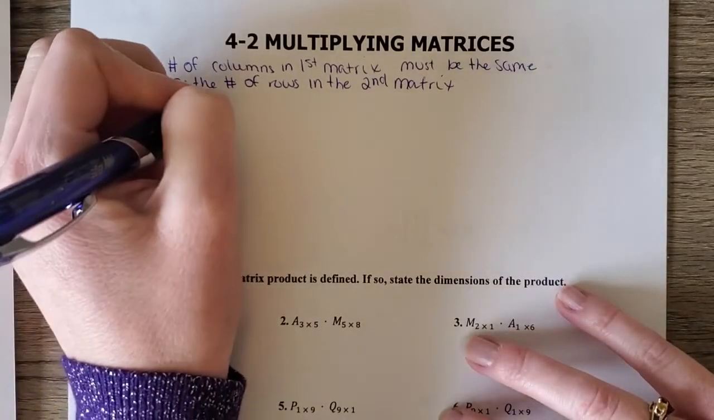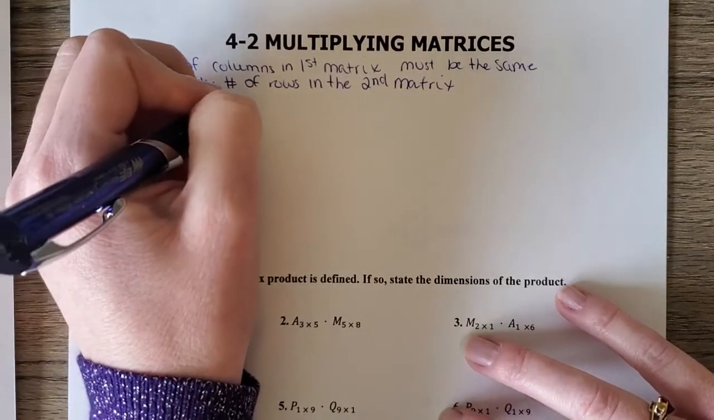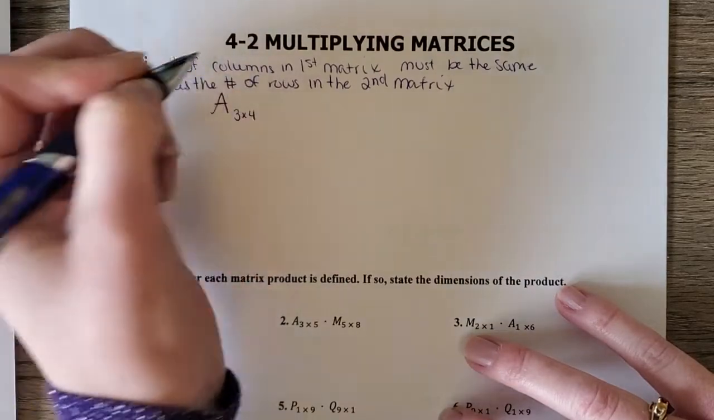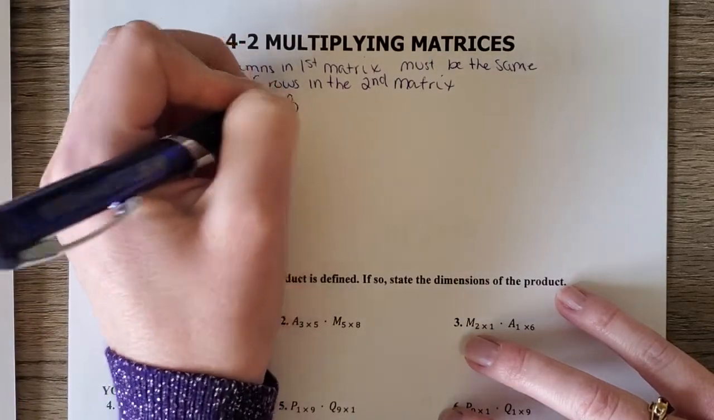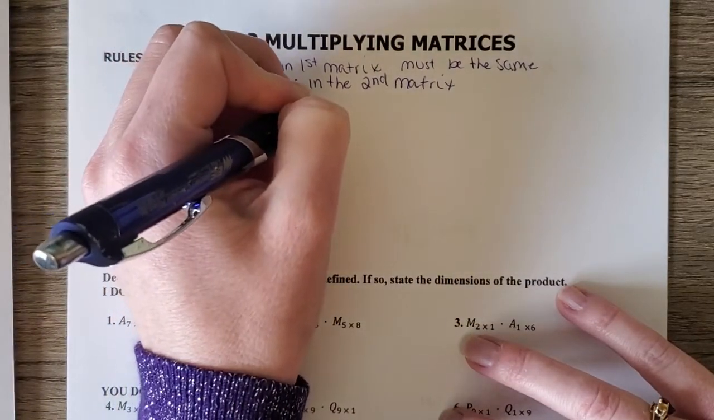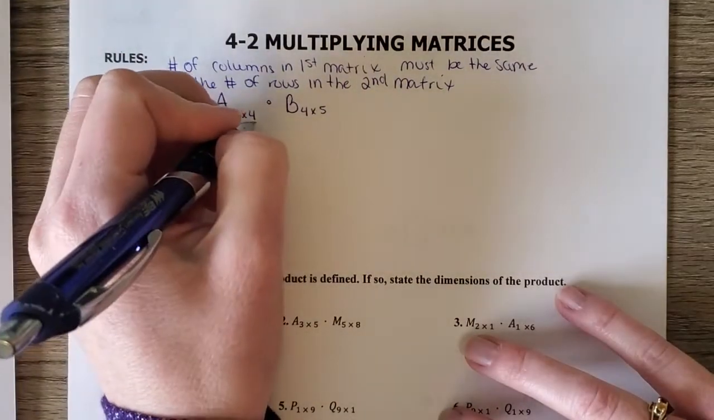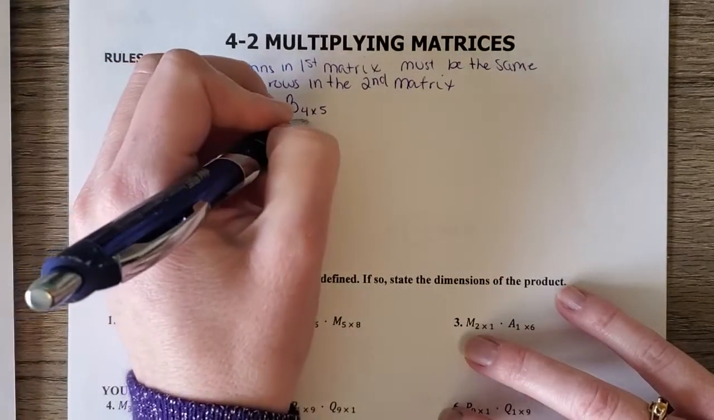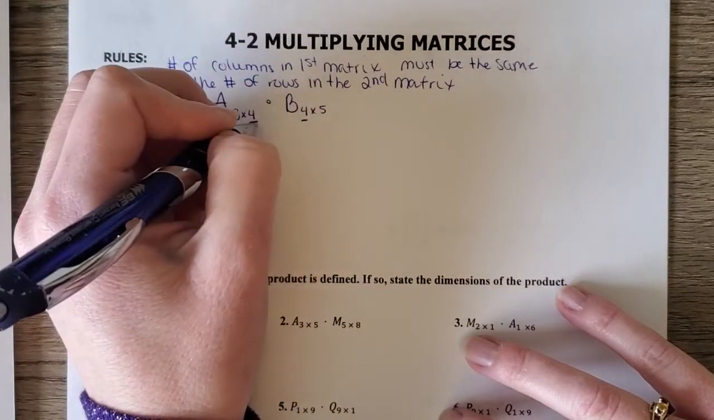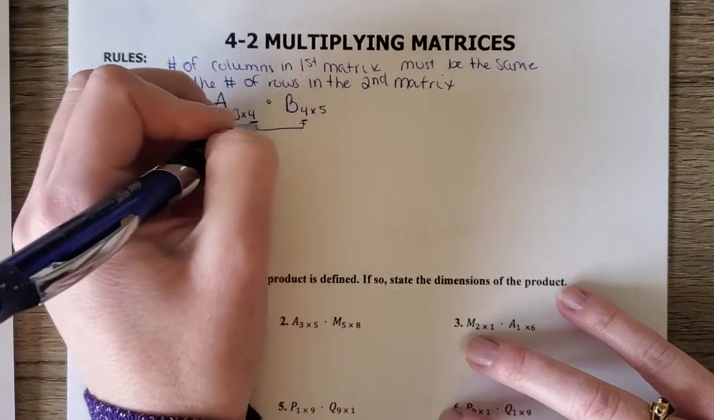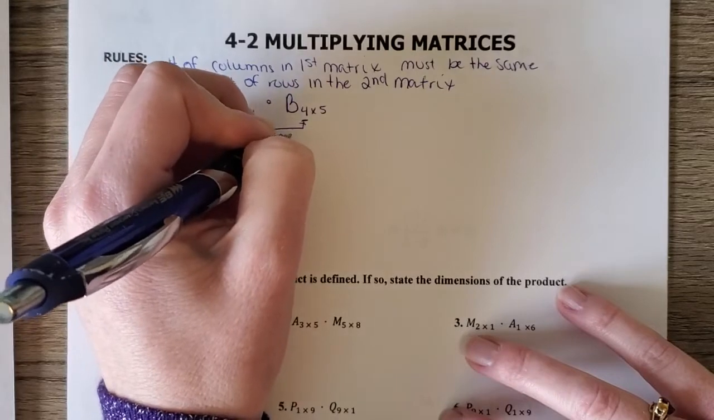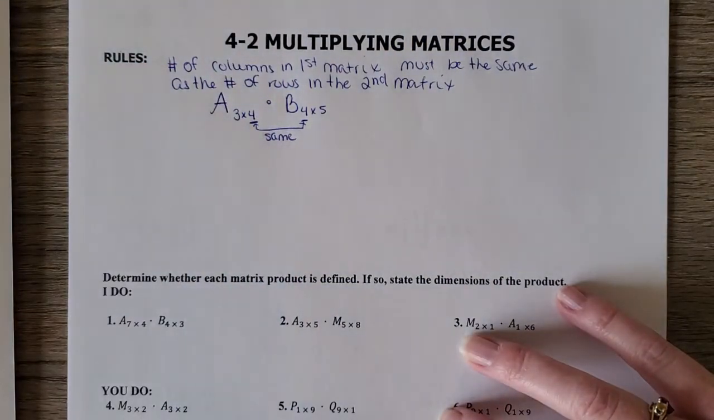So let me just show you how this might look. If we have an A matrix that's a 3 by 4, and we're multiplying it by a B matrix that is a 4 by 5, this is, again, always rows then columns. So this is the column here, and this is the row. These two numbers must be the same in order for it to be possible to multiply them.